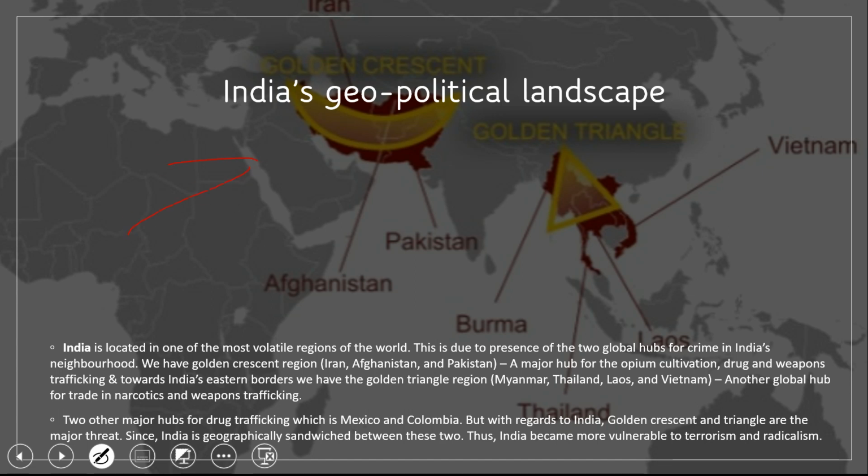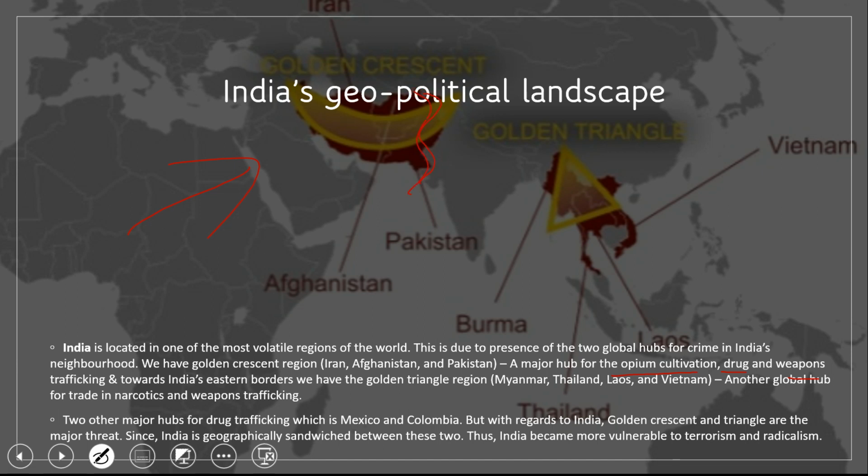In the Golden Crescent, this region is a major hub for opium cultivation, drug and weapons trafficking, and it was mainly directed towards India's eastern border, and if we connect with this, for them it was the eastern border.